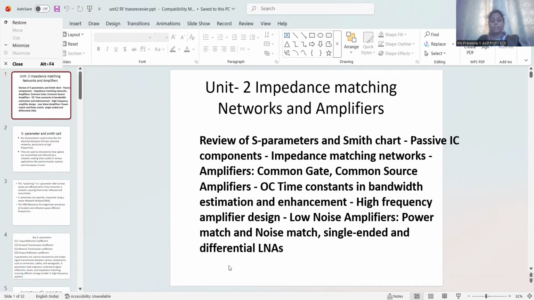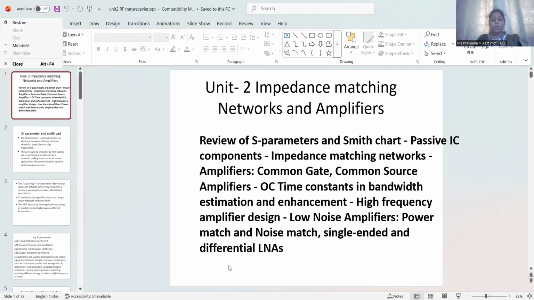Another important topic is bandwidth estimation using the open circuit time constant. This will help engineers determine the frequency range over which the amplifier can operate effectively. For instance, 5G communication systems require amplifiers with a very high bandwidth in order to support high-speed data transmission.